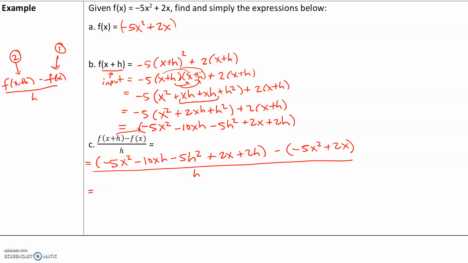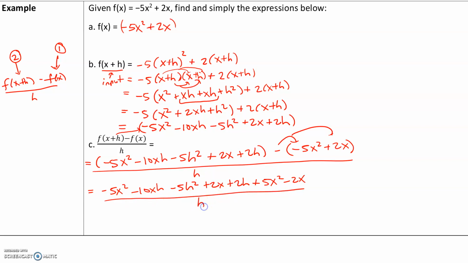Let's start simplifying. The first expression stays the same. We got a negative 5x squared minus 10xh minus 5h squared plus 2x plus 2h. Here we distribute the negative. So this gives you a positive 5x squared. Negative times a negative is a positive. And a negative times a positive will be a negative 2x. All of that is divided by h. Now let's simplify. Let's take our like terms and add or subtract them. So we have a negative 5x squared and a positive 5x squared. We have a positive 2x and a negative 2x.